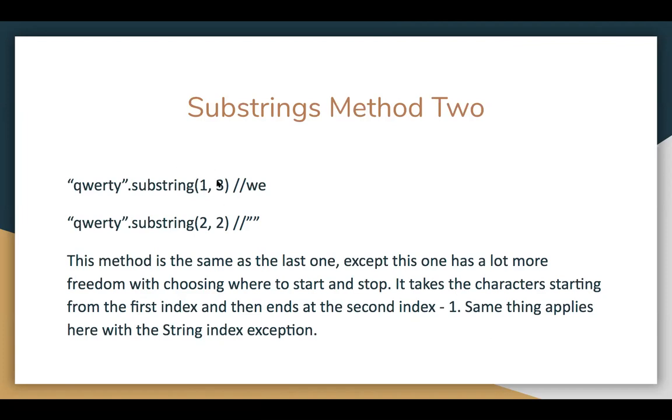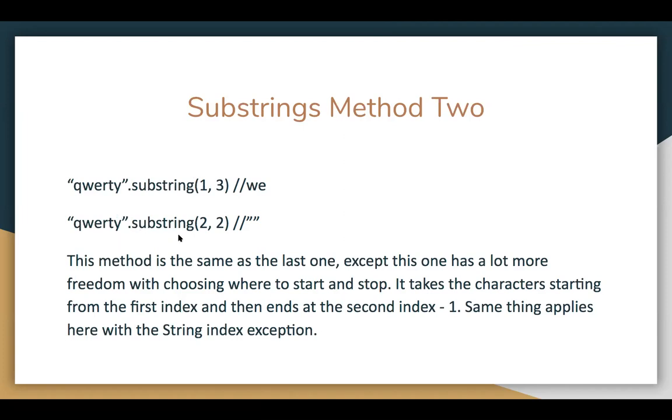In this case, we go from the first index, so 0, 1, this W here, and then we go to the second index, which is this 3, minus 1, so 2. So we go from this W, which is the first index, to number 2, and then we print it out, and so it would be WE. Note that these don't automatically print stuff out. You have to actually put it inside a print statement to print it out. I just say print because it's easier to do it that way.